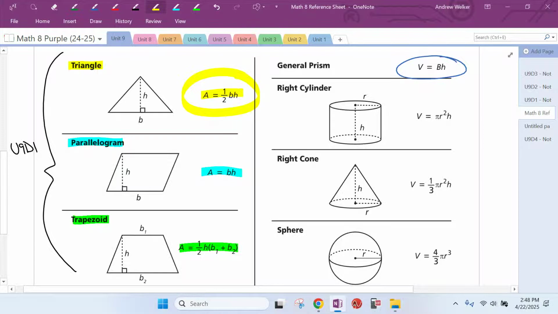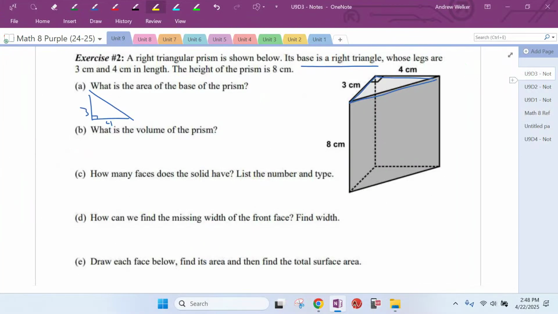I want to find the area of my triangle. So A equals half base times height, right? Or A equals 1/2 of 3 times 4. So that's half of 12, which means the area is 6. So the area of the triangle is 6 centimeters squared.